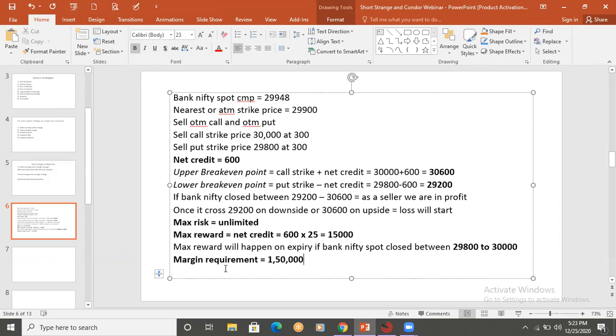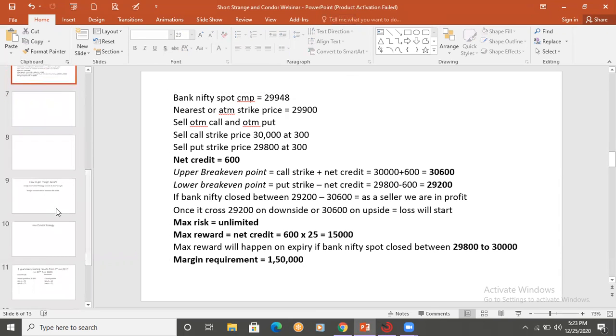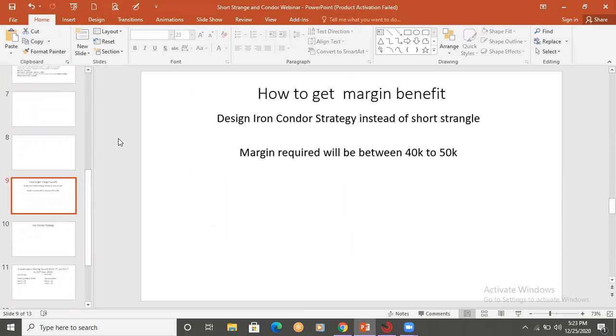If you do not have 1,50,000 capital, so what to do now? We have a solution for that. Instead of designing short Strangle, you can design the iron condor strategy. When you design this iron condor strategy instead of short Strangle, the margin required will be between 40,000 and 50,000, not more than that. This is as per Zerodha. Maybe it will be between 40 and 45,000 also, but it will not be more than 50,000.